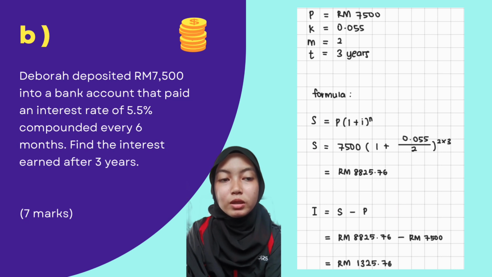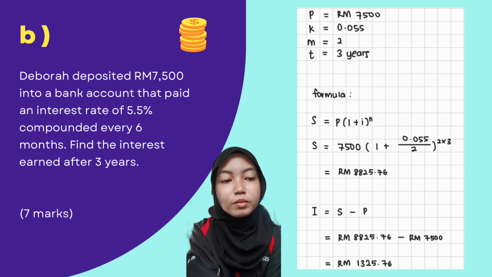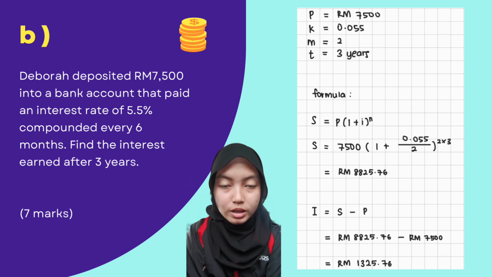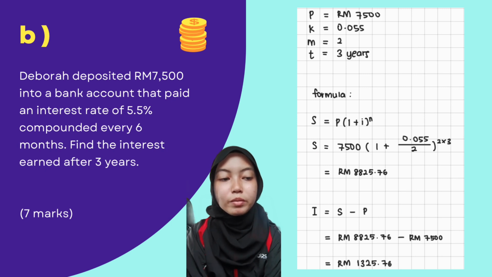Deborah deposited 7,500 ringgit into a bank account that paid an interest rate of 5.5% compounded every 6 months. Find the interest earned after 3 years. As we know, P is the original principal. In this statement, the amount that she deposited is the original principal. So, 7,500 ringgit is labeled as P. The nominal rate is 5.5%, labeled as K, change it to 0.055.